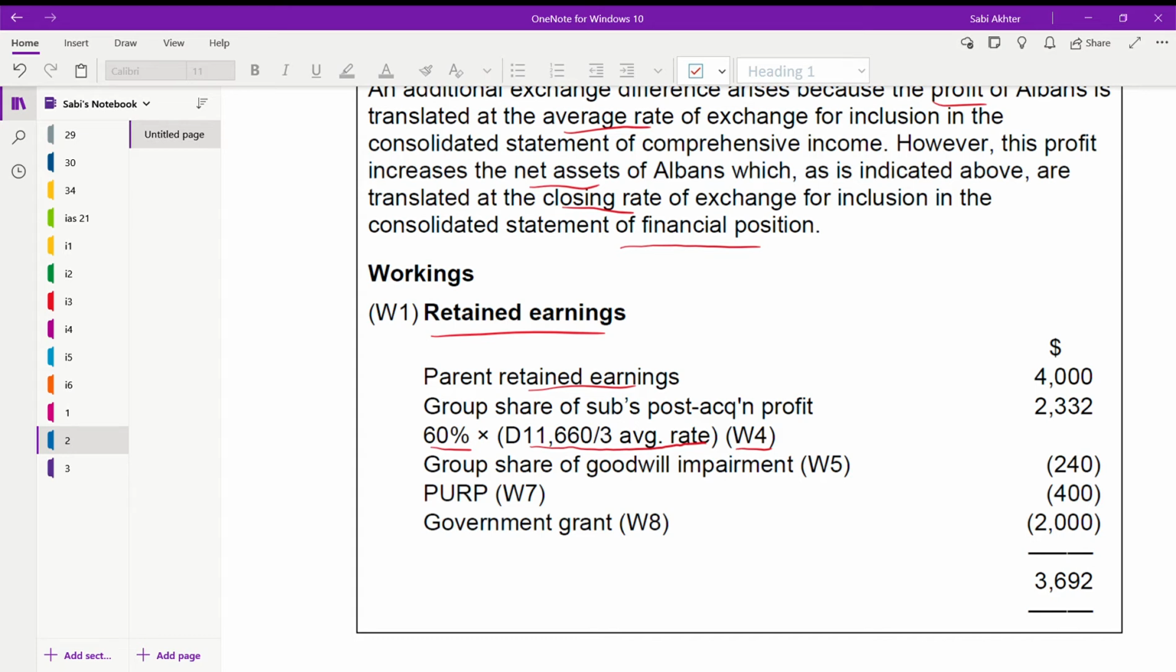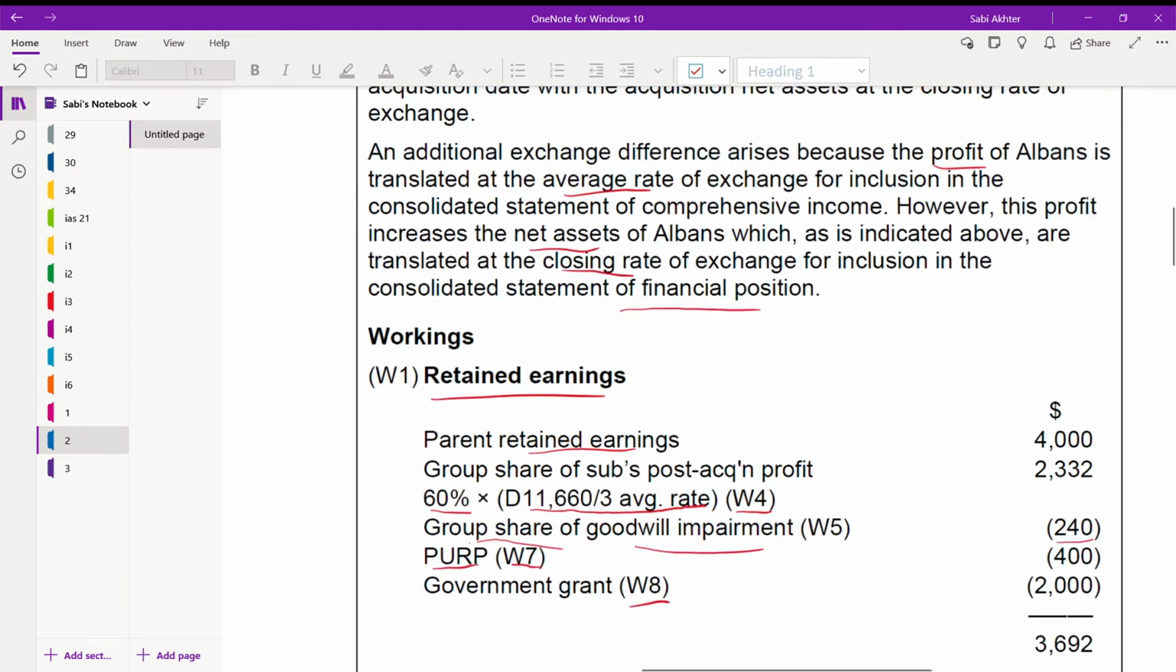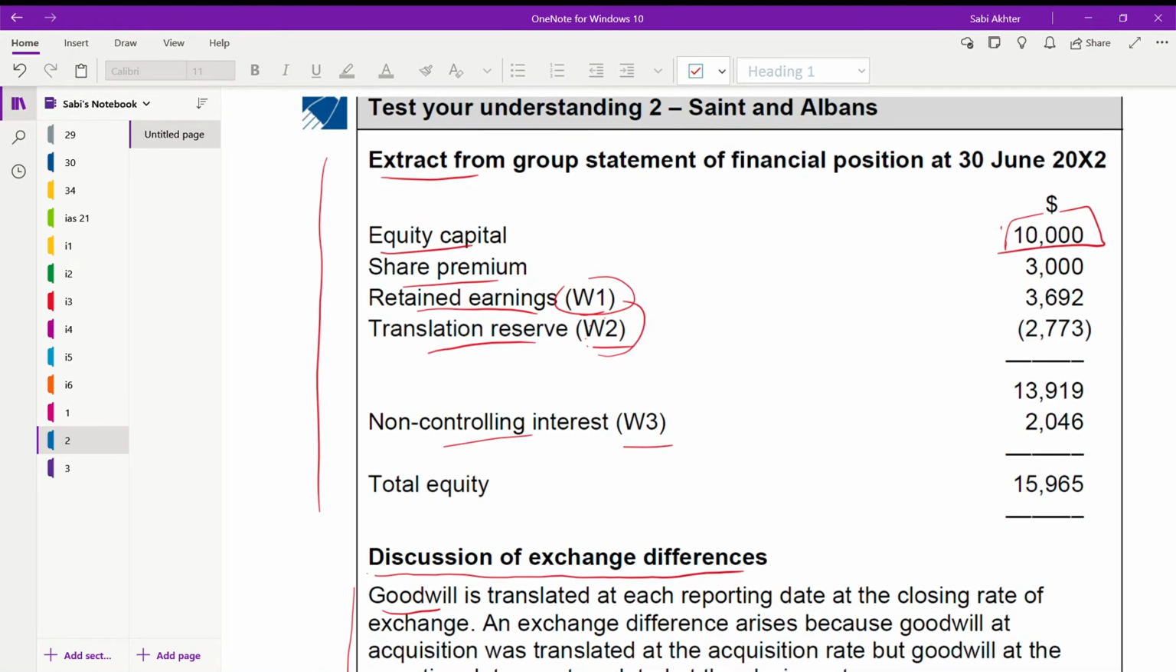Same for the goodwill impairment also. You have to deduct the group share of goodwill impairment from the retained earnings. Remember, expenses you have to deduct when you're calculating retained earnings, and income you have to add. So this also you have to deduct. Working 7 is there. Government grant also you have to deduct. Working 8 is there. Hence 3692.